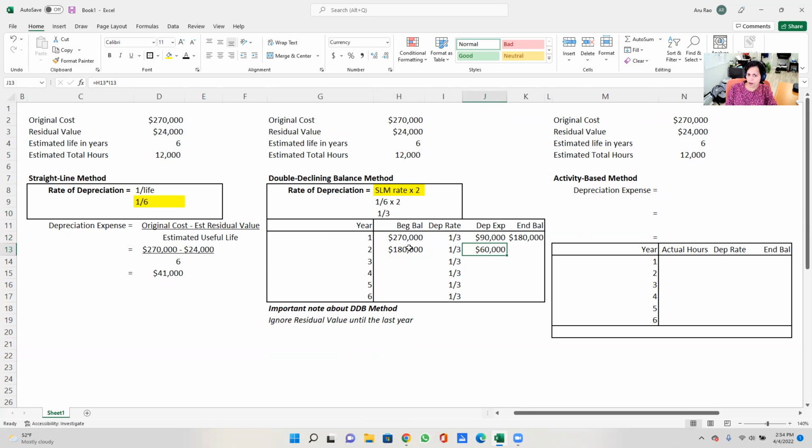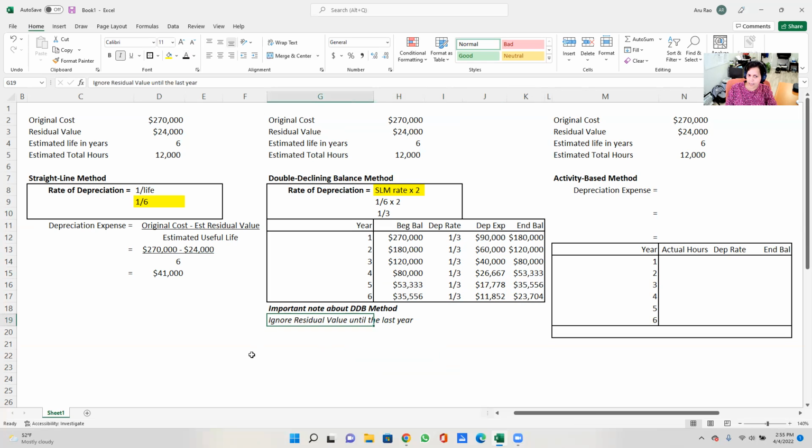What's the ending balance now? 180 minus 60. My ending balance is 120. That becomes the beginning balance for the following year. 120 times 1/3, the depreciation in year 3 is 40. And the ending balance is 120 minus 40 is 80. Now I'm going to just highlight and show you all the other numbers that we have over here. So it basically follows the pattern. So when I set it up in Excel especially, it's very easy. Once I set up the formula, I can copy and paste it all the way through.